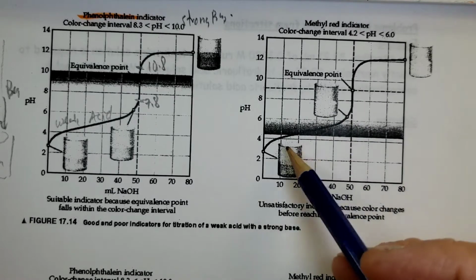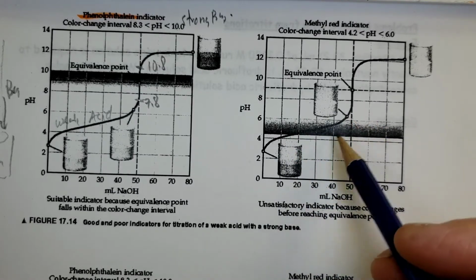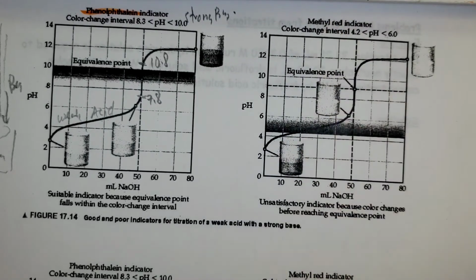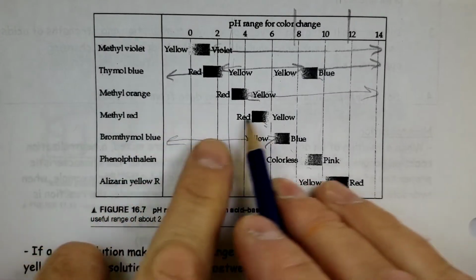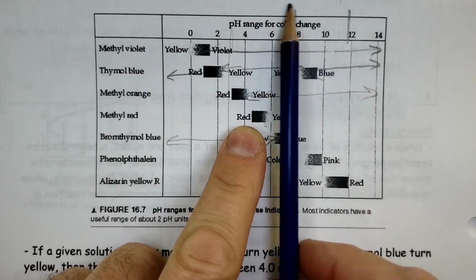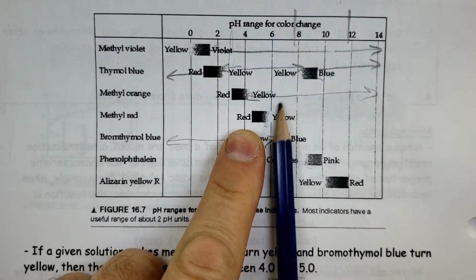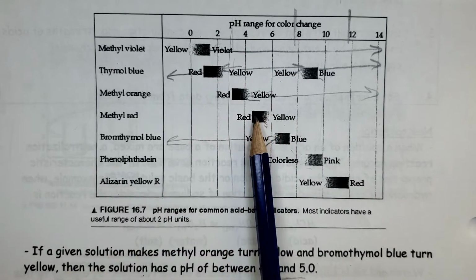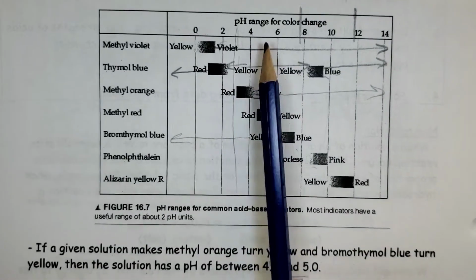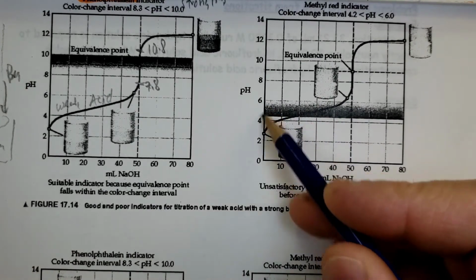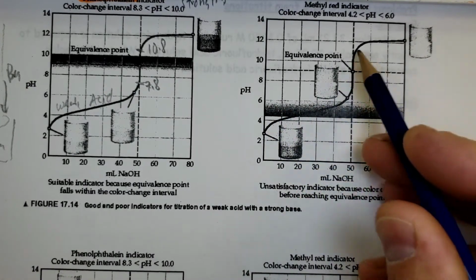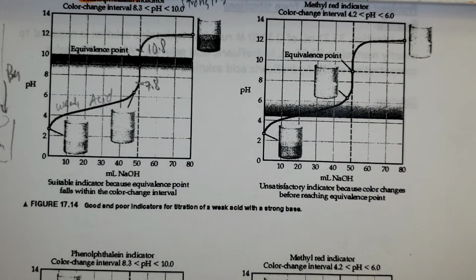If I look over here, which one won't work? So over here, methyl red. Would methyl red change in between 7.8 and 10.8? Methyl red, 7.8. So here's 7.8 here. But we can see that it changes way sooner than that. It changes in between 4 and 6. And in between 4 and 6 is not in this vertical range, so we can't use that one.